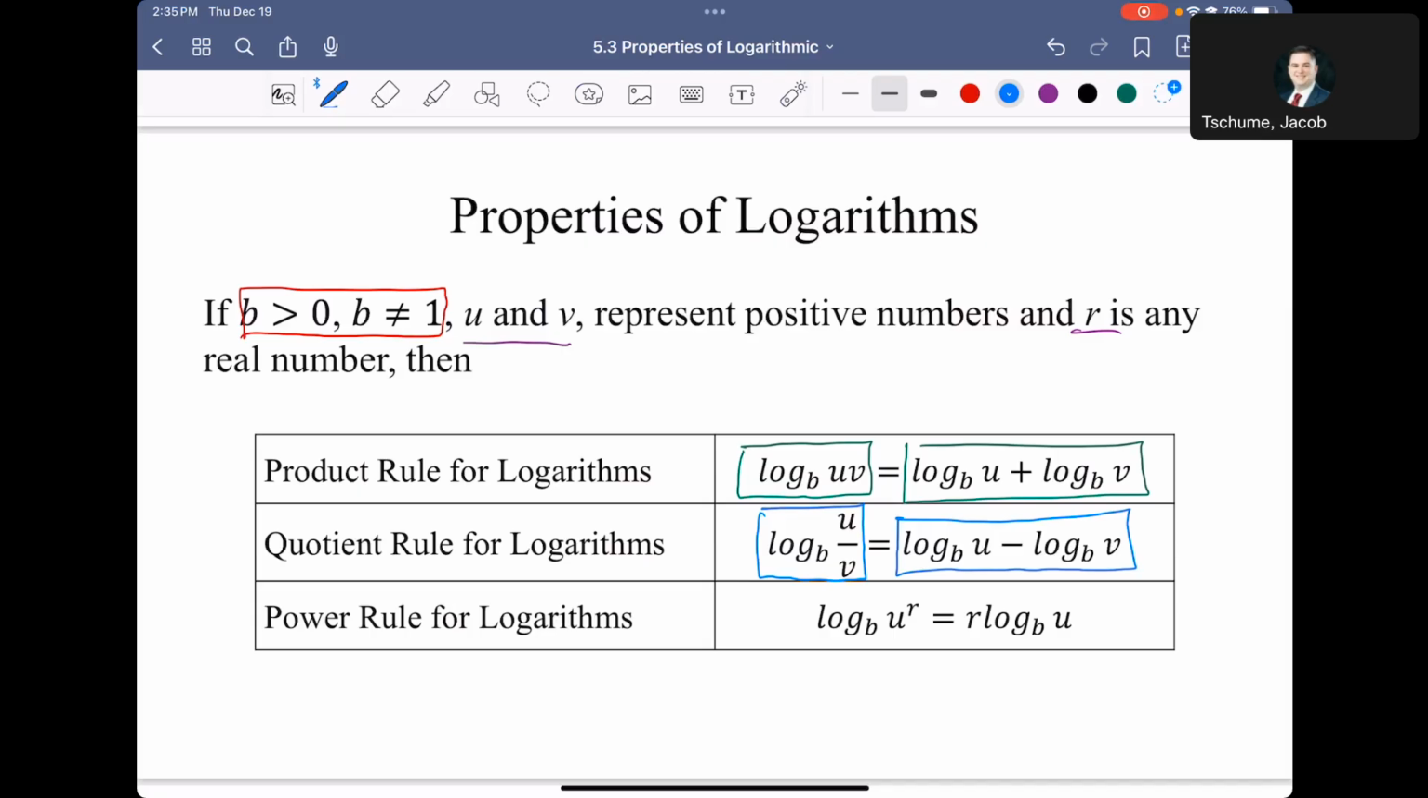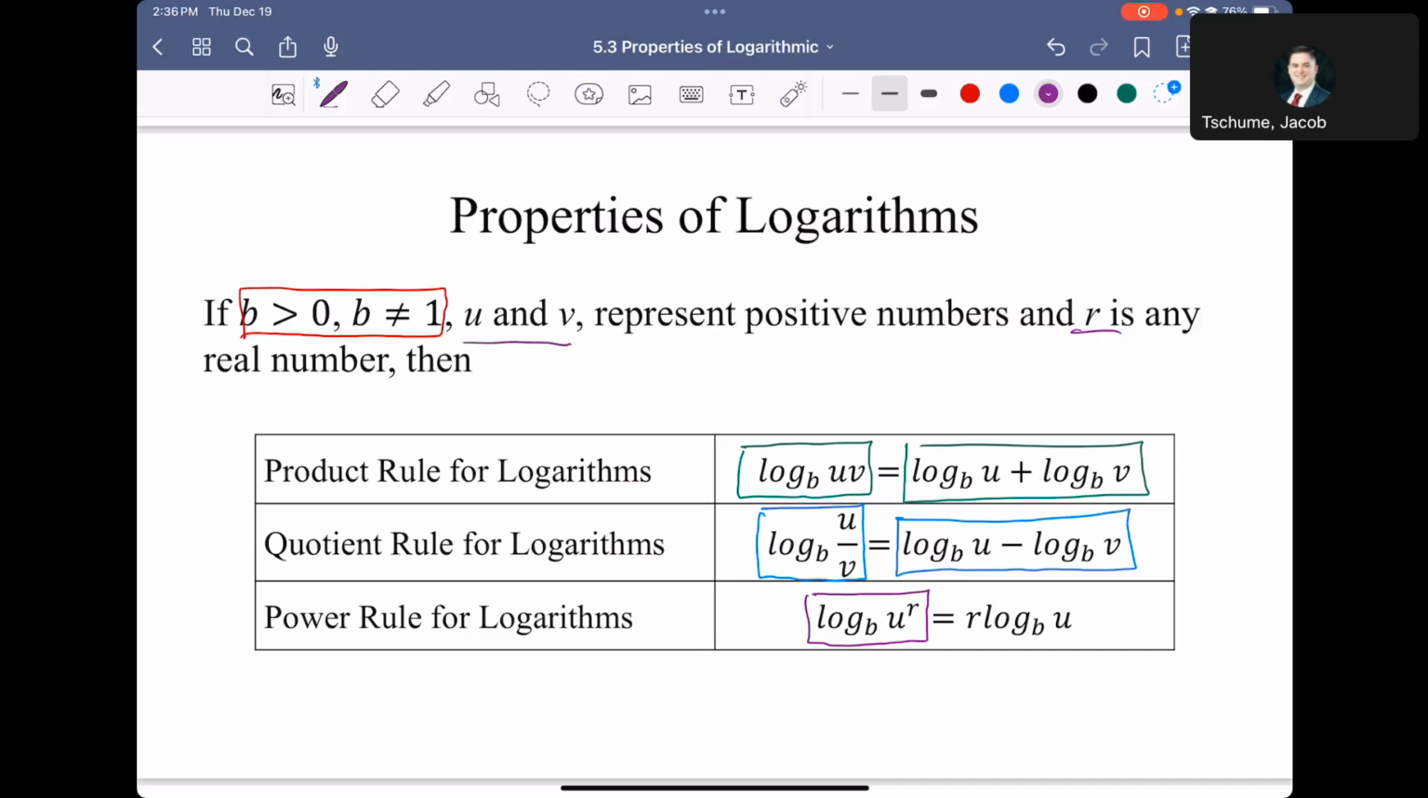And finally, we have the power rule for logarithms. This one only has one logarithm in it, but it is a rule that we will see once in a while. It says, what happens if you have an exponent inside of your logarithm? Something like log base b of u raised to the r. In the previous video, we talked about that if the base and the number next to it match, they just cancel. But obviously, b and u are not the same thing, so they're not going to cancel here.